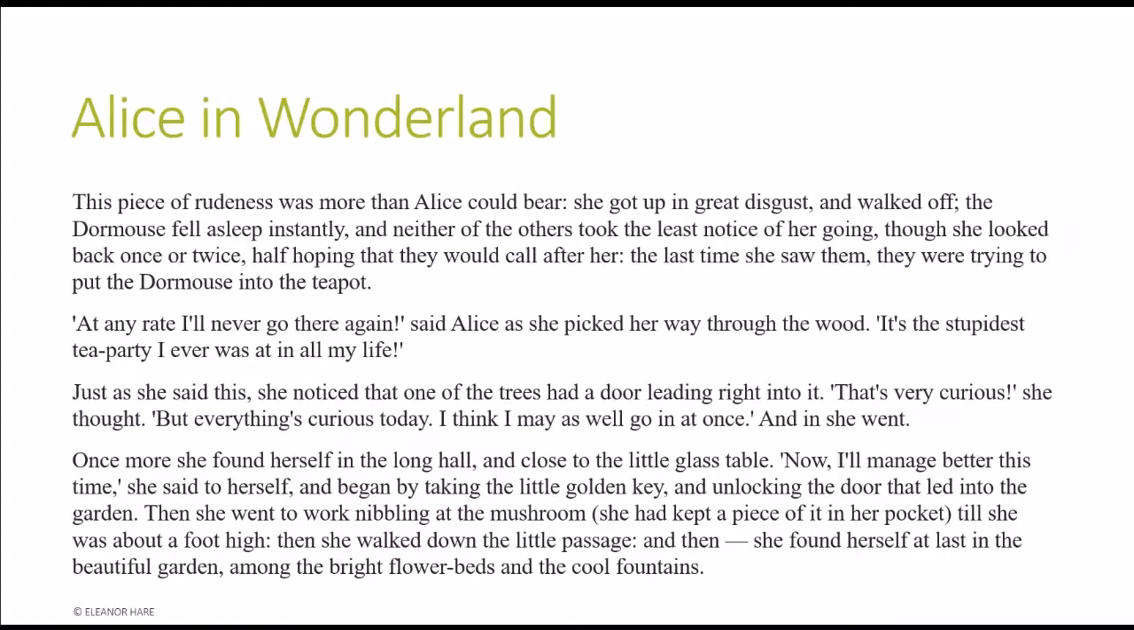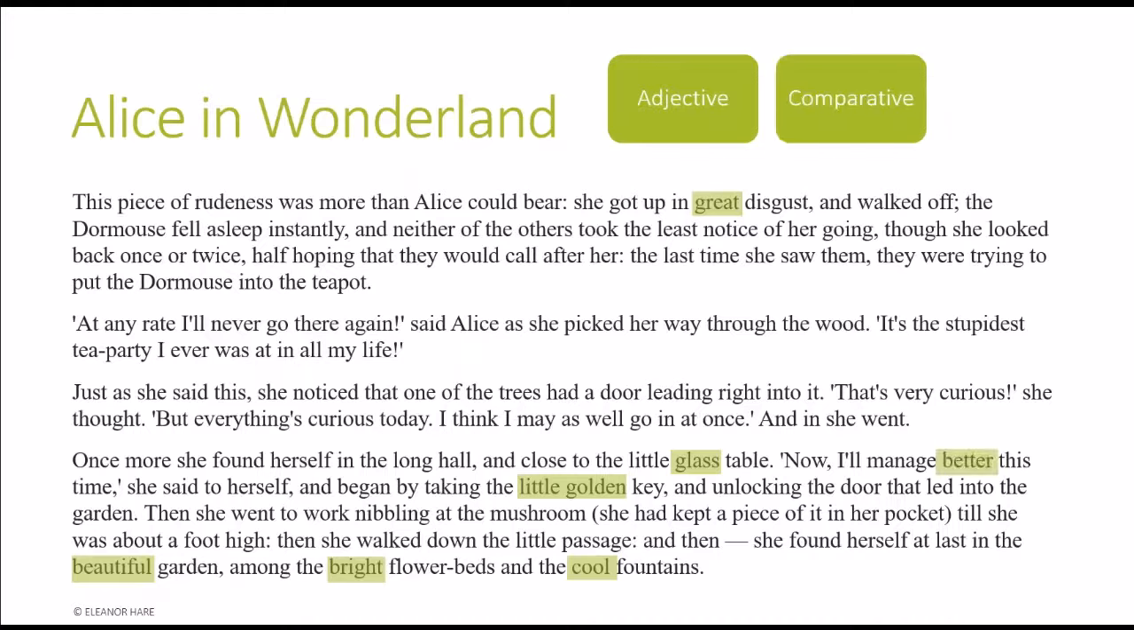Now let's look at some in the extract. So some adjectives are great, glass, little, golden, beautiful, bright and cool. An example of a comparative is better, and stupidest is a superlative.